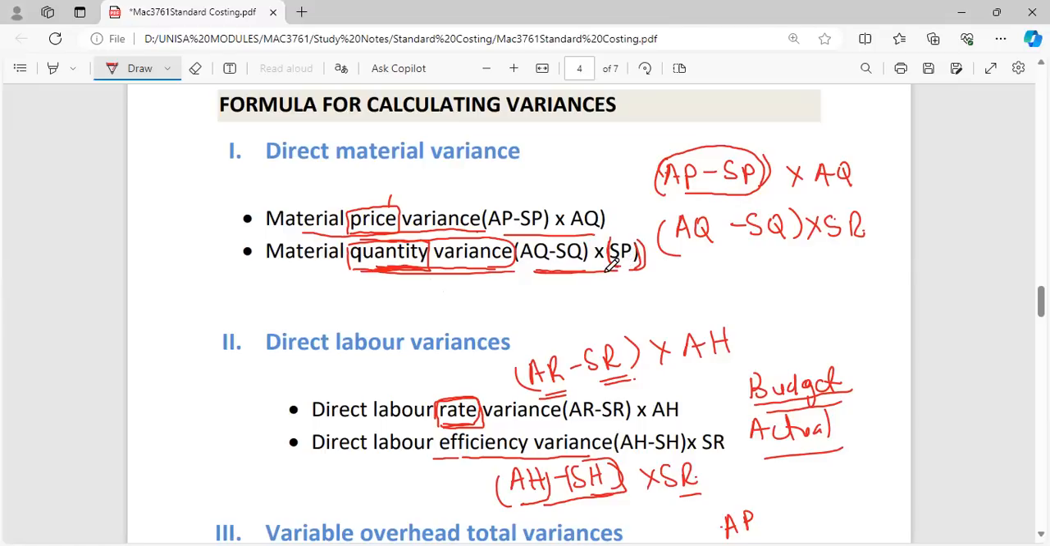So it's vice versa. When you are dealing with your material price variance, you determine it based on the actual quantity. Then when it is a material quantity variance, you focus on the materials used at the standard price of those materials. That's basically how you determine that.